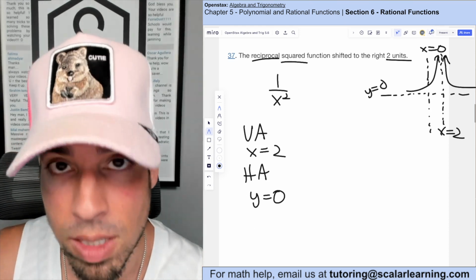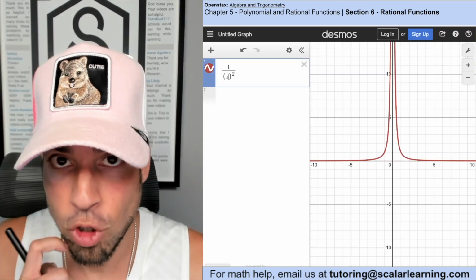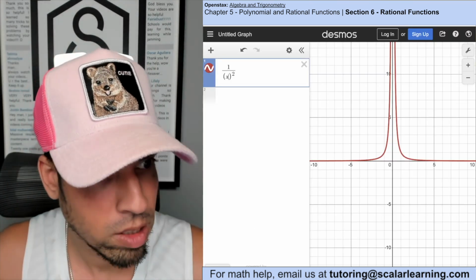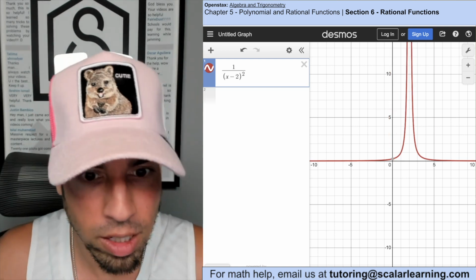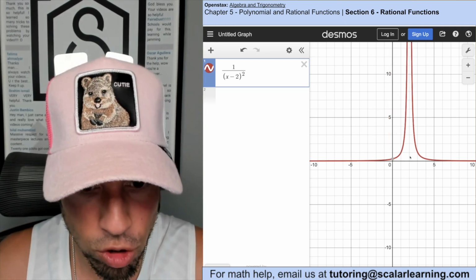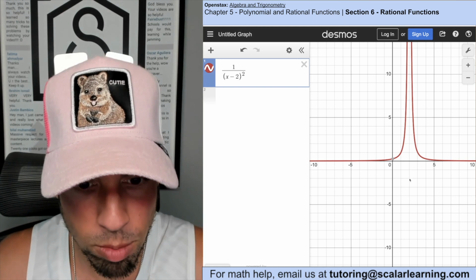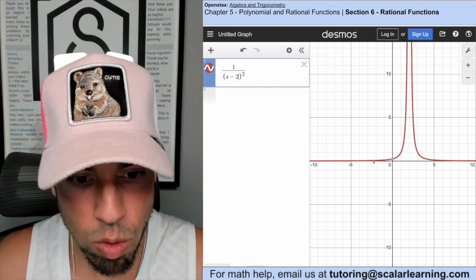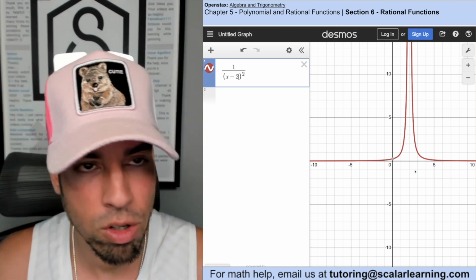And now let's look at the graph in Desmos. To indicate a shift 2 units to the right, we need to put parentheses around that x and subtract 2, like so. And you see now we've shifted 2 to the right. So you can see that vertical asymptote is at x equals 2. The horizontal asymptote is still y equals 0. That's how you do it.